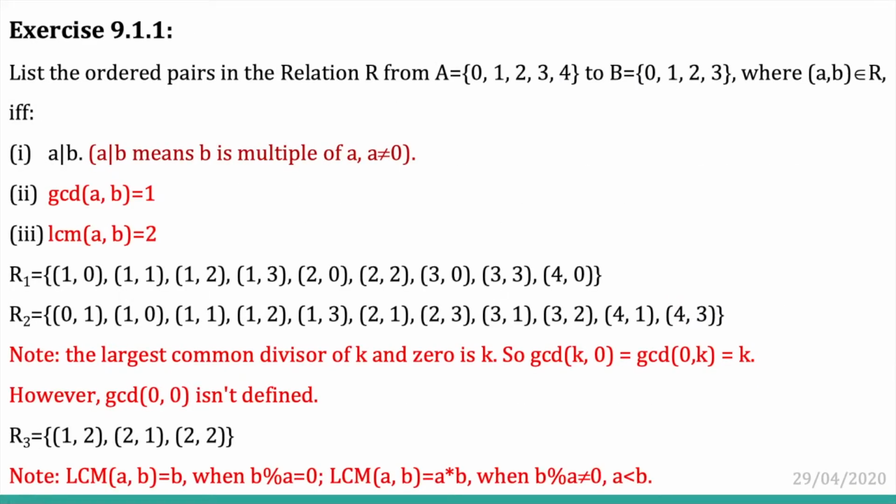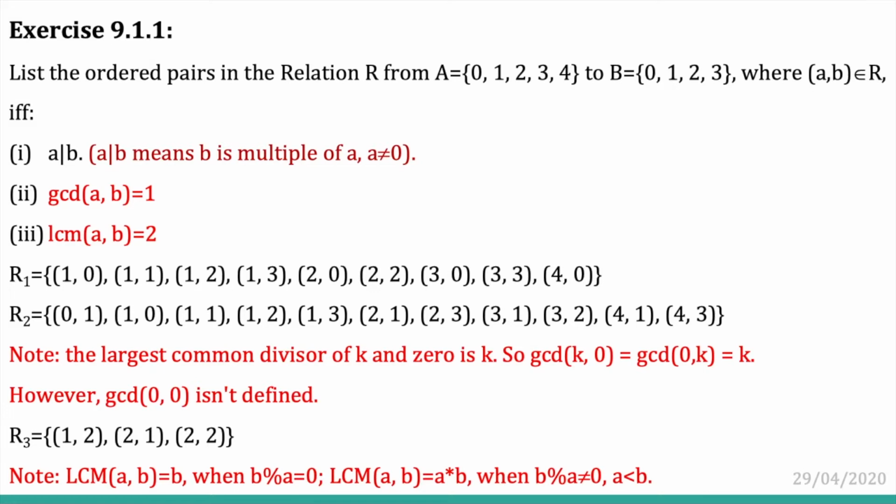Now let's see a few examples of relations defined over set A to set B, where A is the set of 0, 1, 2, 3 and 4 and B is the set of 0, 1, 2 and 3. Relation R1 is defined as a relation that contains ordered pairs A, B if and only if B is a multiple of A and A is a non-zero number. Now this is a very simple example of a relation and we can easily find all the ordered pairs of this relation.